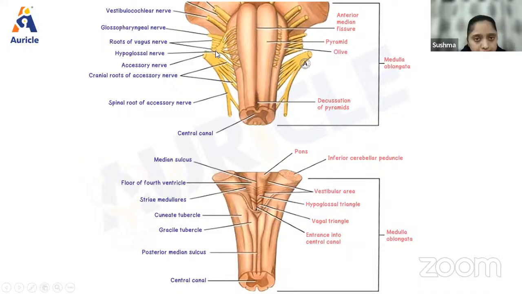But look at these structures. This is my hypoglossal nerve, coming out between the pyramid and olive. This is the glossopharyngeal nerve, this is the vagus nerve, and this is the accessory nerve. All 4 nerves are coming from the medulla oblongata. This is the anterior aspect of the medulla oblongata. What structures are we seeing? We have pyramids, olives, these 4 nerves and the anterior median fissure.